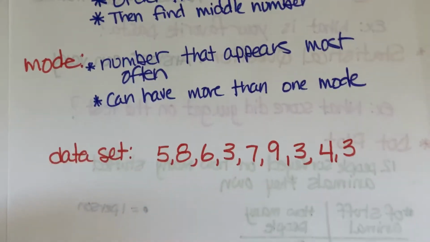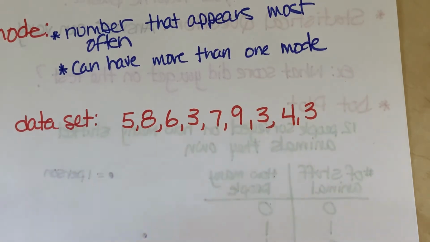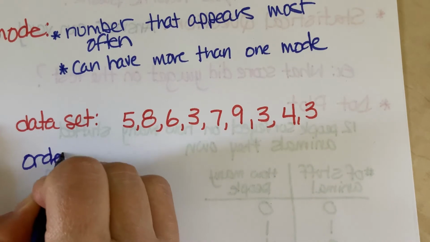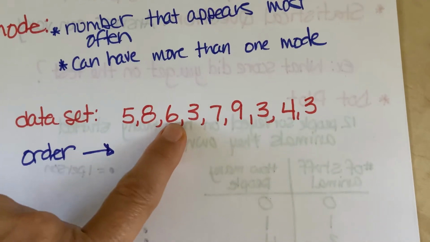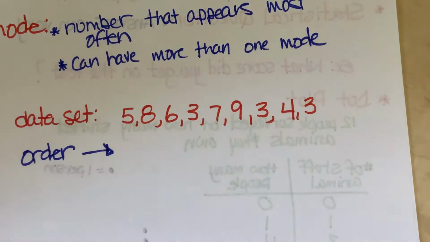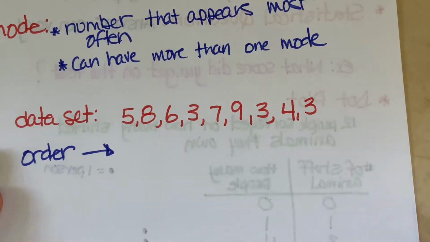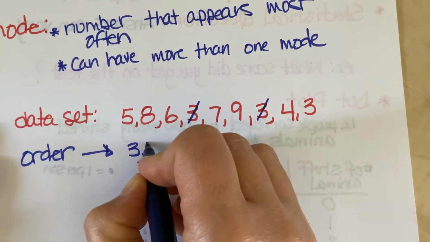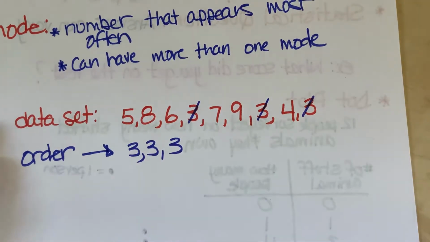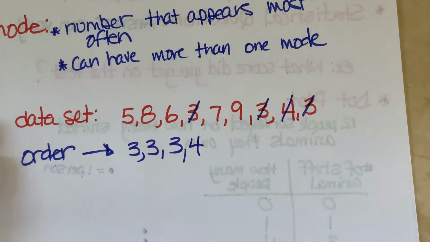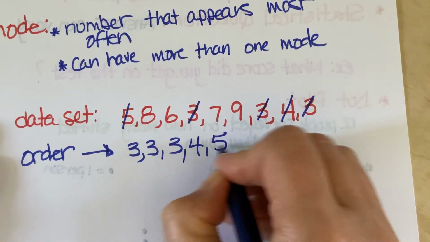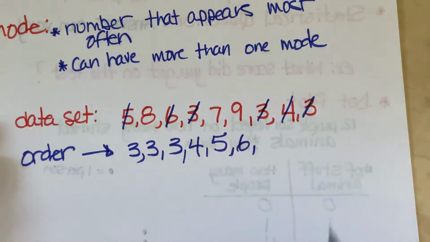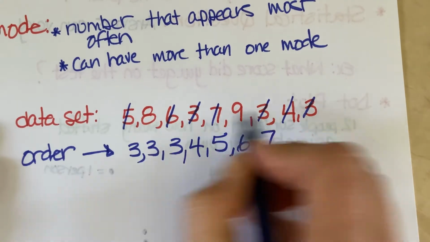Now let's go through this problem. And I'm going to find the mean, the median, and the mode. The first thing I'm going to do is order them. Okay, I can't do the median and the mode like this. I could, but do the mode and the mean, but the median I cannot do like that. So I'm going to cross them off as I go. I'm going to pick the lowest number, which is 3. I have 1, 2, 3 3s. I have a 4. Okay, I have a 5. I have a 6. I have a 7. I have an 8 and a 9.